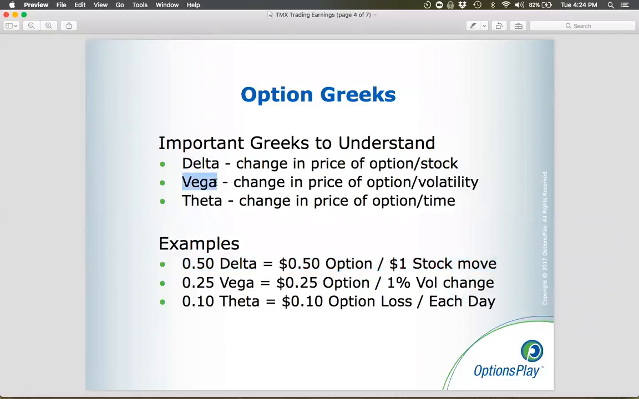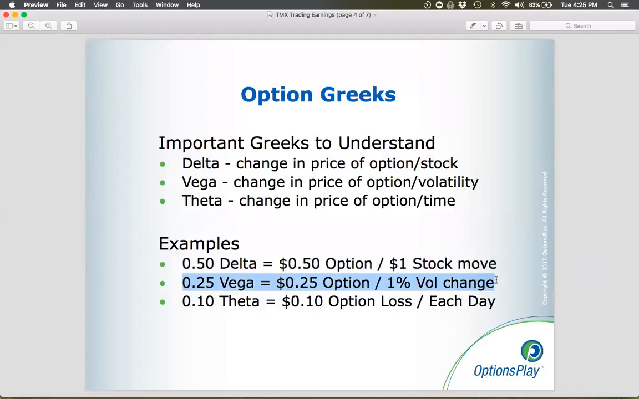Vega, which is the second most important thing to understand, is the change of the price of the option with respect to the change in the volatility, or the implied volatility, of the option. So Vega tells us what the option implies the stock move will be. If you're seeing a Vega of 0.25, that means the option will change 25 cents for every 1% change in implied volatility. This is something to understand because volatility changes a lot around earnings.